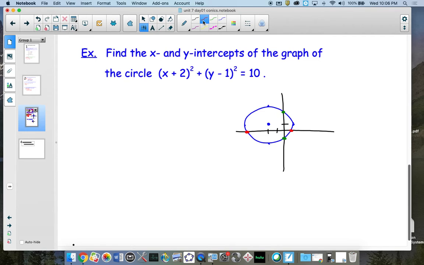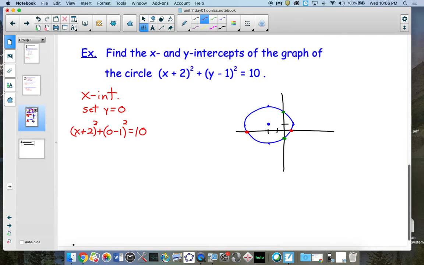Alright, so how do we find the x-intercepts? Well, if you remember from back when we were working with functions, we're going to set y equal to 0, because every point on the x-axis has a y-coordinate of 0. So we're going to take our equation of the circle, and we're going to plug in 0 for y. And then we just need to solve for x. Now notice we have an x squared term, so we should get 2 answers.